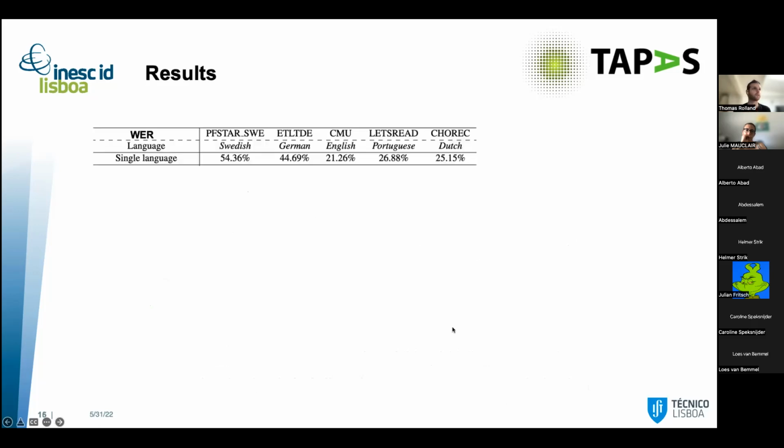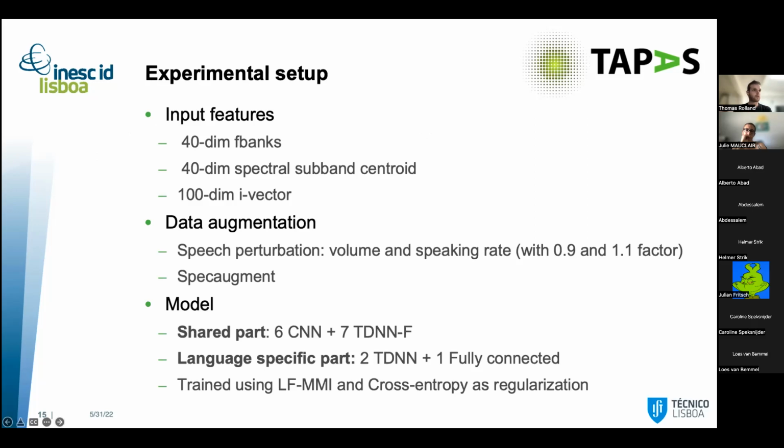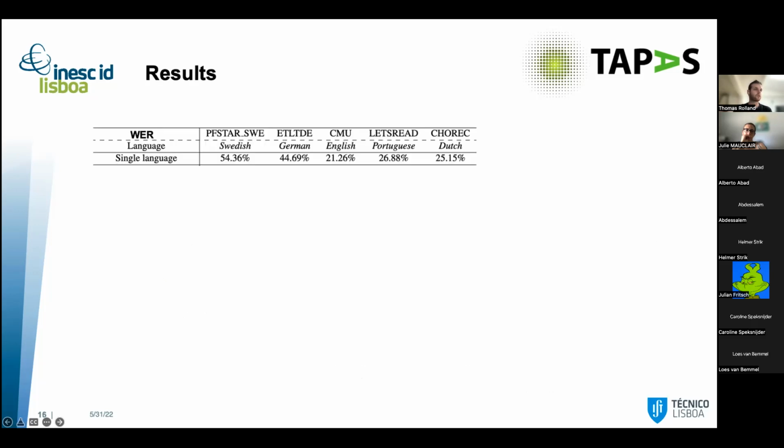So let's look at the results. Here we have the results in word error rate, so the lower, the better. On the left is the smallest amount of training time, 4 hours, and on the right is our biggest data set. And I just show here the languages. So if we train these models that I just described, with all these input features, with this data augmentation and this lattice-free cross-entropy, just on a single language, then we have these scores.